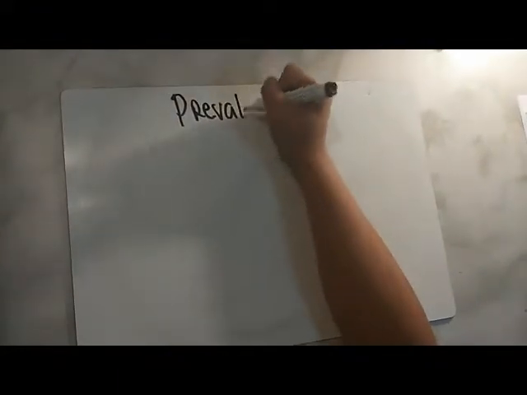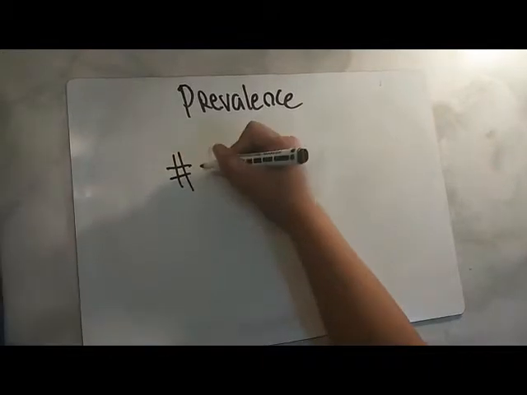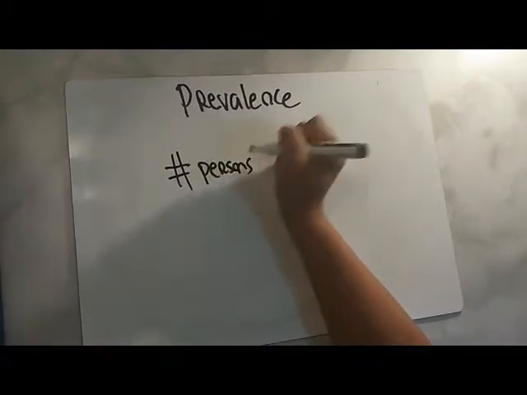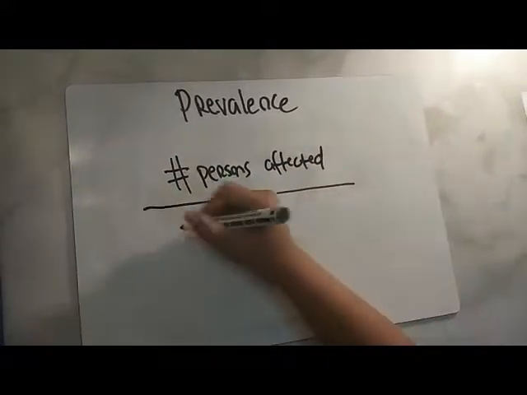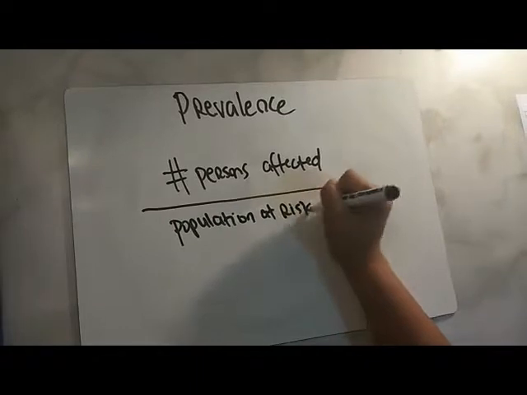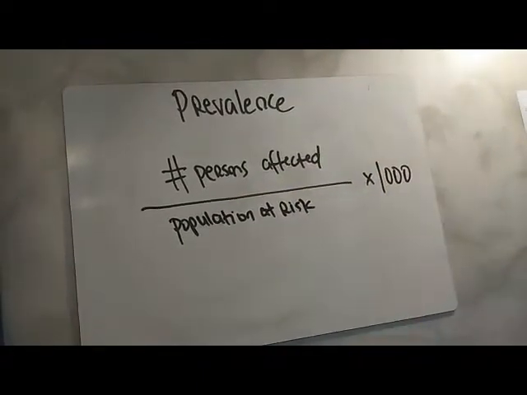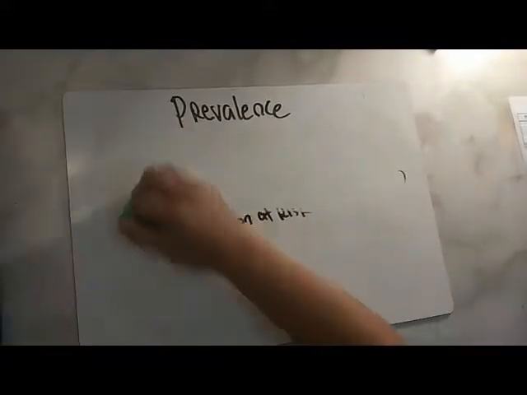Prevalence is the frequency of existing cases in a defined population at a given point in time. Our numerator would be the number of existing persons affected with the disease at a given point in time over the population at risk times 1,000. And what's the difference between incidence and prevalence? Let's take a group of 5 people who develop a disease over a period of 6 months.